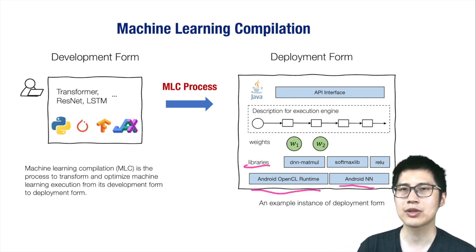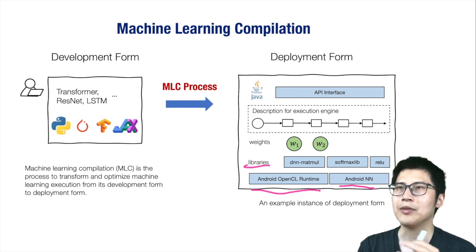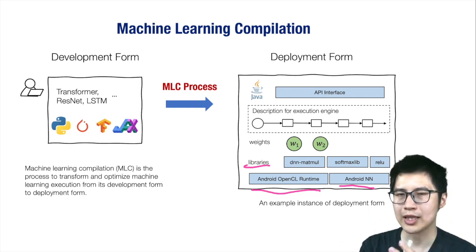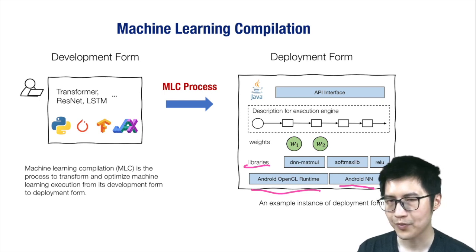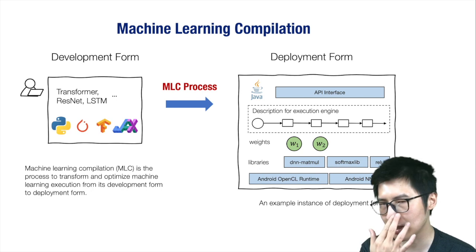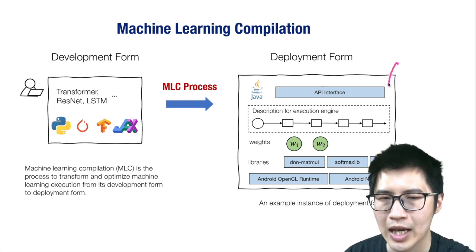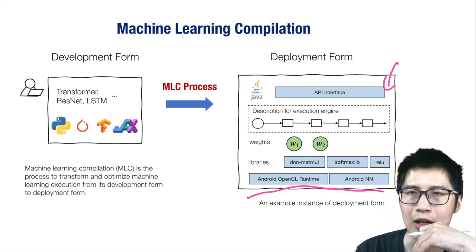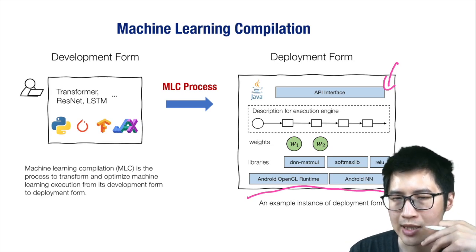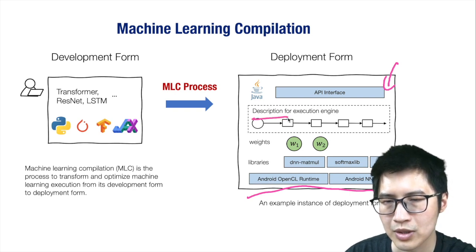Of course, you may not be familiar with all those concepts. That is totally fine. This is just an example illustrating some of the key components that could be involved in a deployment form. And you can find the key components include both some of the system components that are specific to the platform, like the API interface and operating system interfaces and so on, as well as machine learning model specific information such as descriptions and weights.